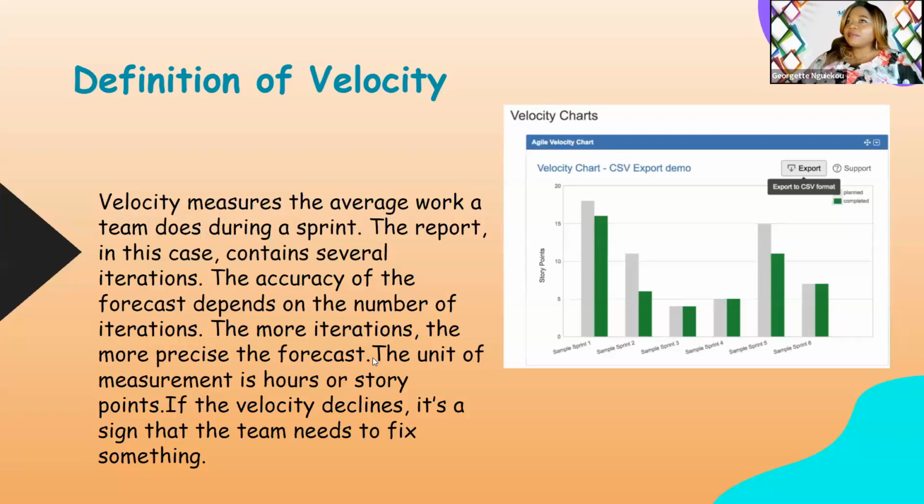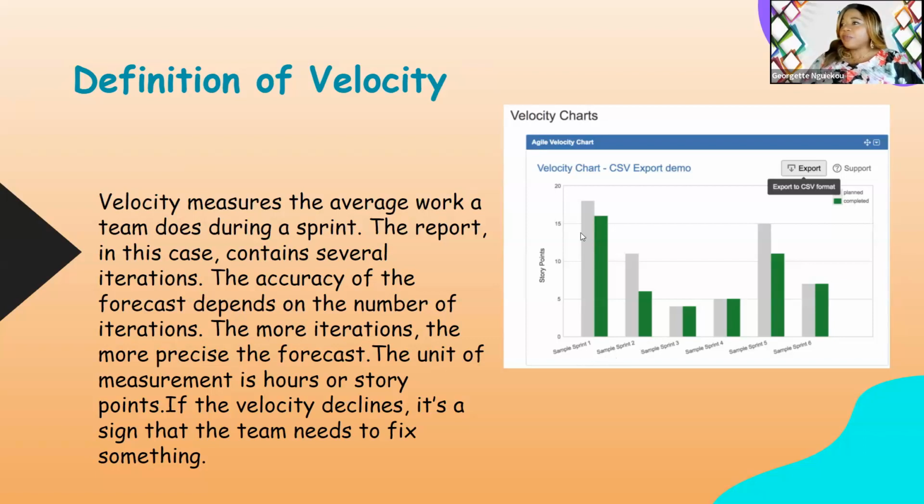So what does that mean? Why do we talk about this topic so much? When we talk about velocity, it's actually just summarizing what the team has completed during the sprint. So those are the number of story points that were completed by the team during a specific sprint. As you can see here, these are velocity.